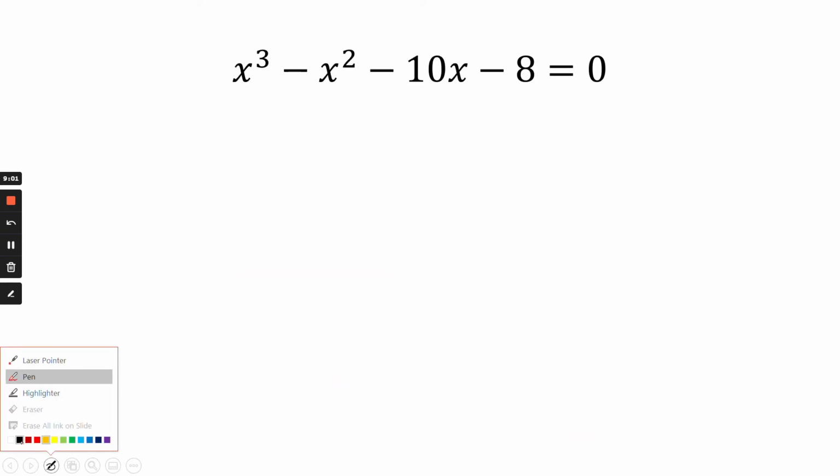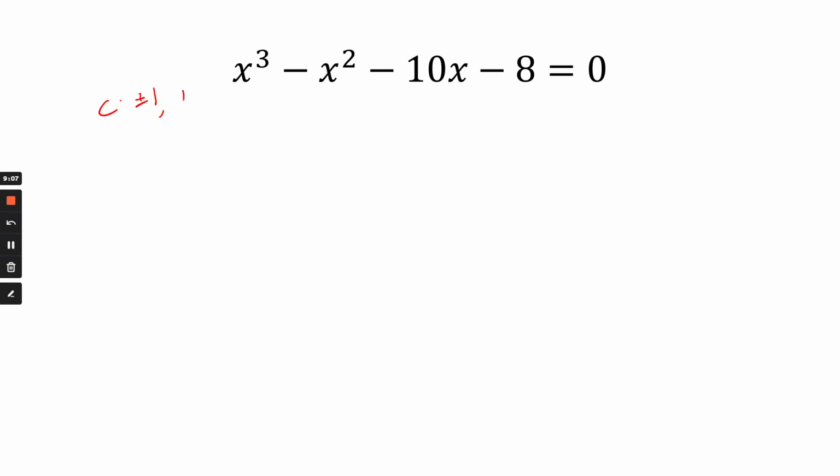All right, let's try a couple other examples. Again, here's my C value. Again, factors of 8. So 1, 2, 4, and 8. Factors of D. This one's nice. It's just 1. Okay, so my possible choices are 1, 2, 4, and 8, and then obviously plus or minus for each of those.